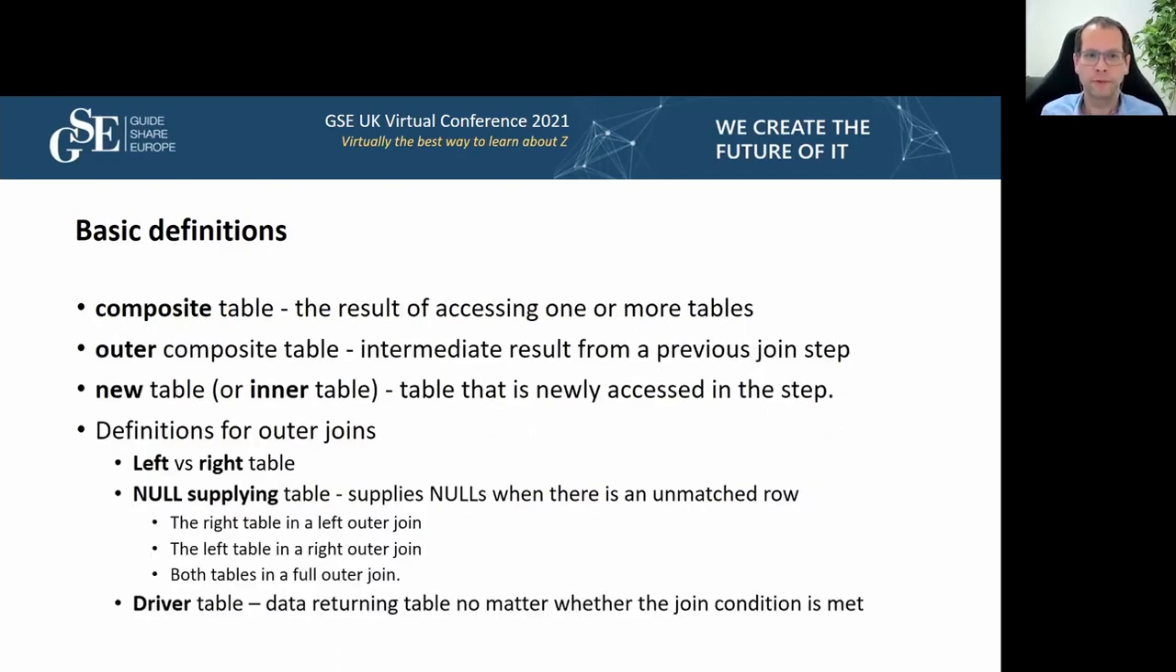Okay. Sometimes you will hear about composite table, outer table. So we have this outer and new or inner table. That's the newly accessed table in the stack. Then we will speak also about left and right table, depending whether it's on the left or right hand of the join operation. We will speak about the null supplying table, which supplies nulls for outer joins, and also a term driver table, which is the data providing table. If you have a left outer join, the left hand is the driver table, and on the right hand you have the null supplying table.